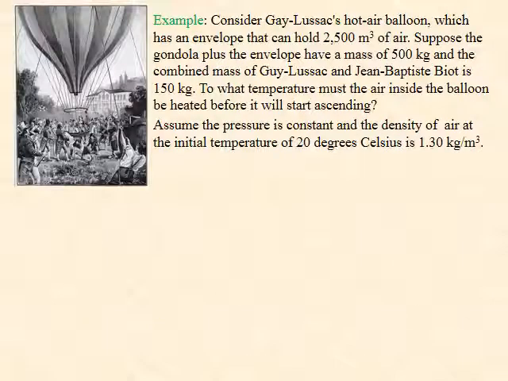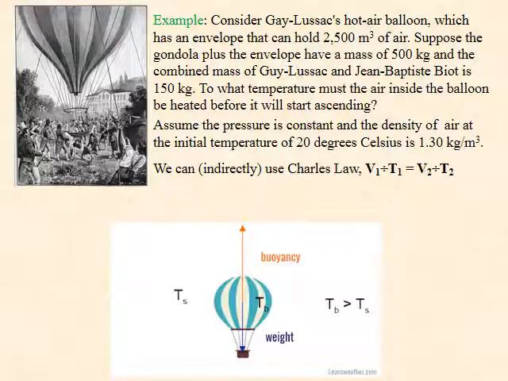As a practical example, consider Gay-Lussac's hot air balloon, which has an envelope that can hold 2,500 cubic meters of air. Suppose the gondola plus the envelope have a mass of 500 kilograms and the combined mass of Gay-Lussac and Jean-Baptiste Biot is 150 kilograms. To what temperature must the air inside the balloon be heated before it will start ascending? Assume the pressure is constant and the density of air at the initial temperature of 20 degrees Celsius is 1.3 kilograms per cubic meter. It may not seem obvious at first, but we can use Charles' law combined with Archimedes' principle to solve this problem.